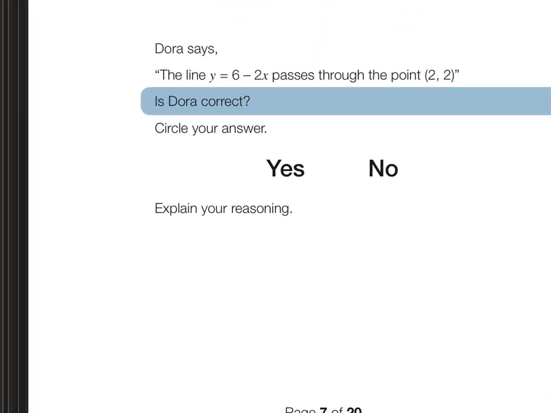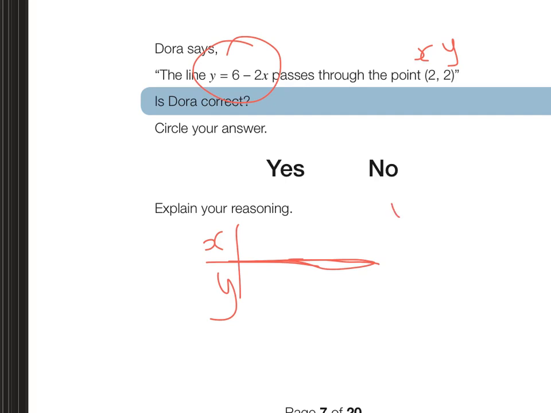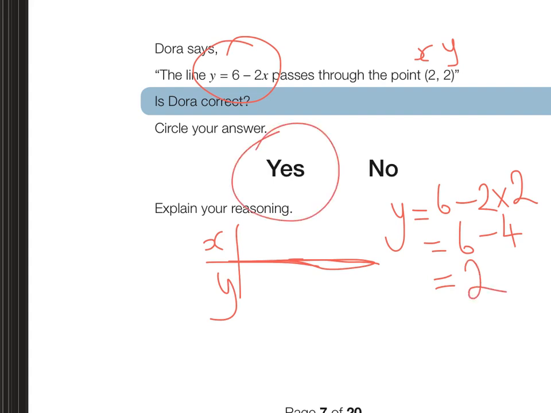This one's a bit trickier. Let's try it. This is x and this is y. So if I put x as 2 into this equation, I'd have y equals 6 minus 2 lots of x, which is 2. So y equals 6 take away 4, which is 2. And that is true here. So yes, 2 is here.